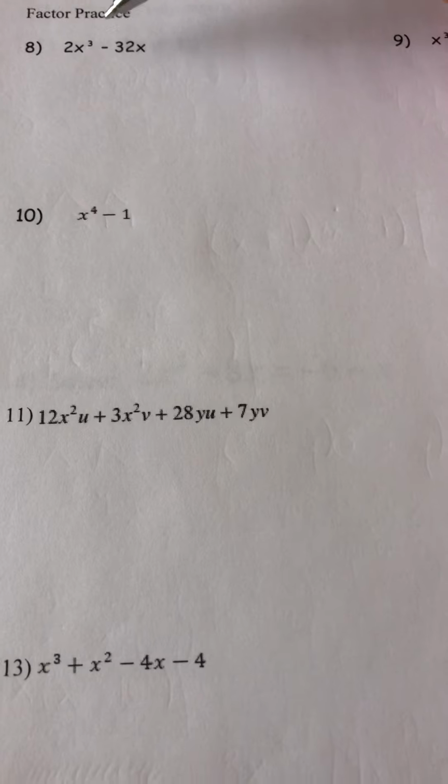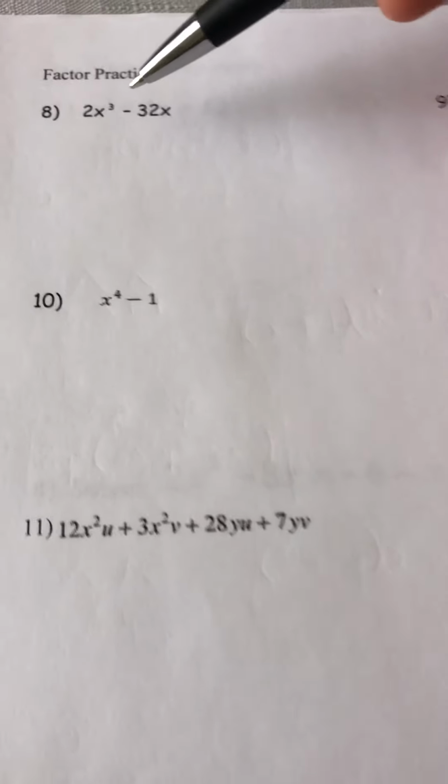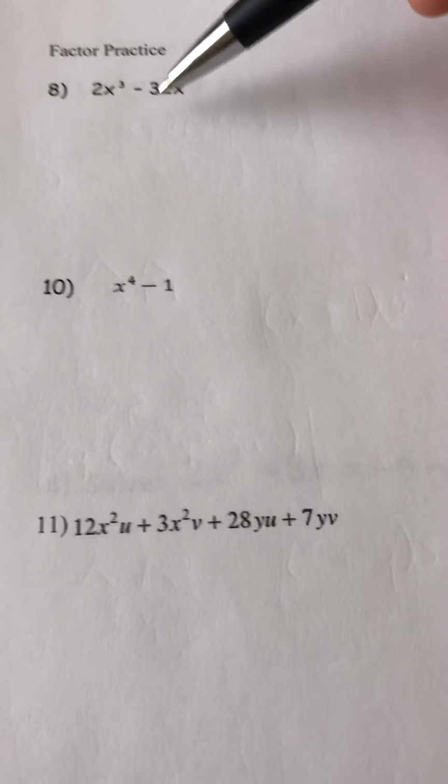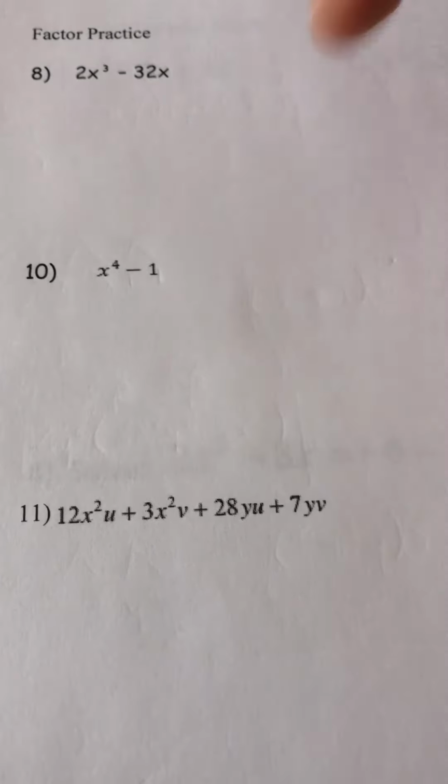First thing we want to do with this, we want to look for a GCF. The GCF would be a 2, and then whatever the smallest exponent is. This is an x to the third, this is an x to the first, so it would be an x to the first. Now I'm going to take that 2x and divide each of these terms.